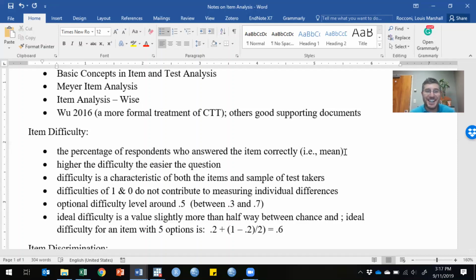Yeah, I forgot where I lost my train of thought with that. So these are really sample dependent. That's where I was going with this.